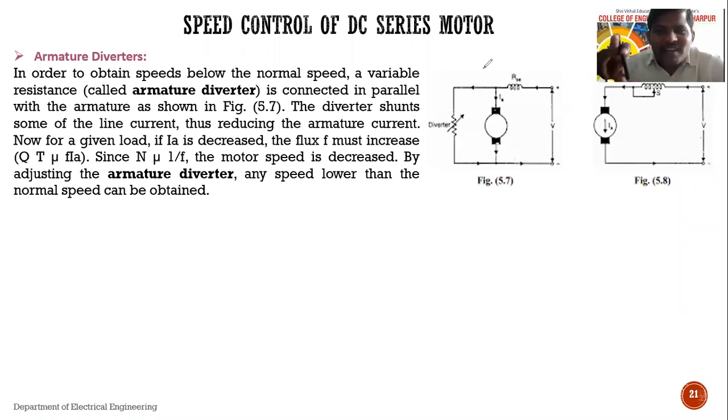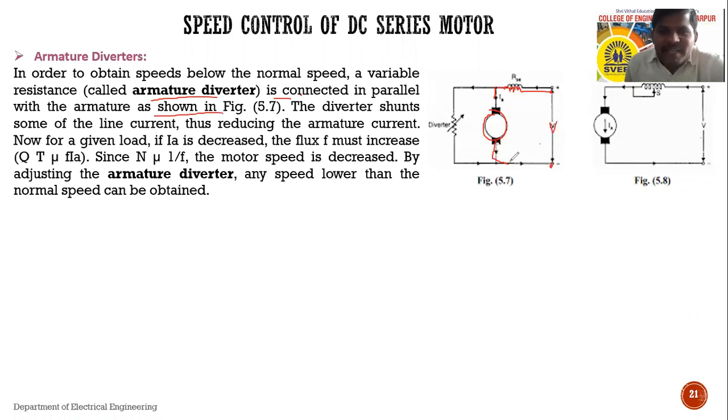Armature diverter means we are constructing an extra path to divide the armature current. That means a variable resistance is connected in parallel with the armature. In order to obtain speed below the normal speed, a variable resistance called armature diverter is connected in parallel with the armature as shown in the figure. Here it is a series motor. This is the armature of the machine, this is the field winding of the motor, and here is the supply provided to the machine.